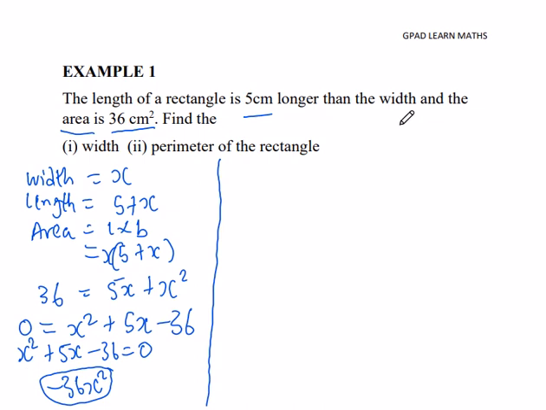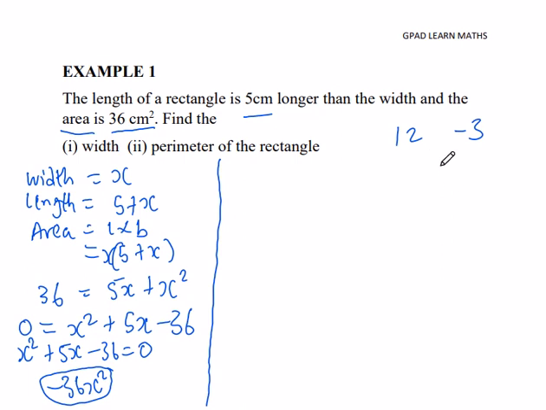What are the factors of 36? Two numbers that will multiply, 12 and 3. Or if you put minus here, will this give you 5? It will not give you 5. So I think we can try another set of numbers. So what do we try again for minus 36?